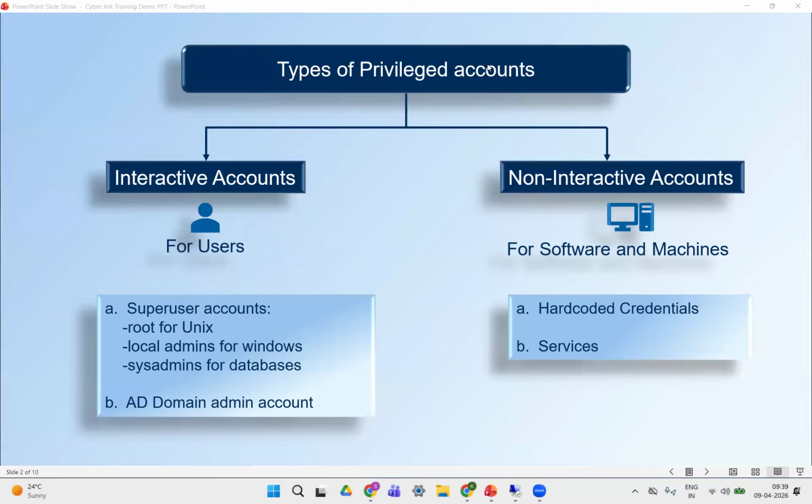Now, as I said, you should know the types because for every different type there is a different segment of security. For interactive accounts, we follow a segment called PAM, Privileged Access Management. For non-interactive accounts, because there are non-interactive accounts getting used in the backend by applications and by scripts, we have a different segment that we call application access management.